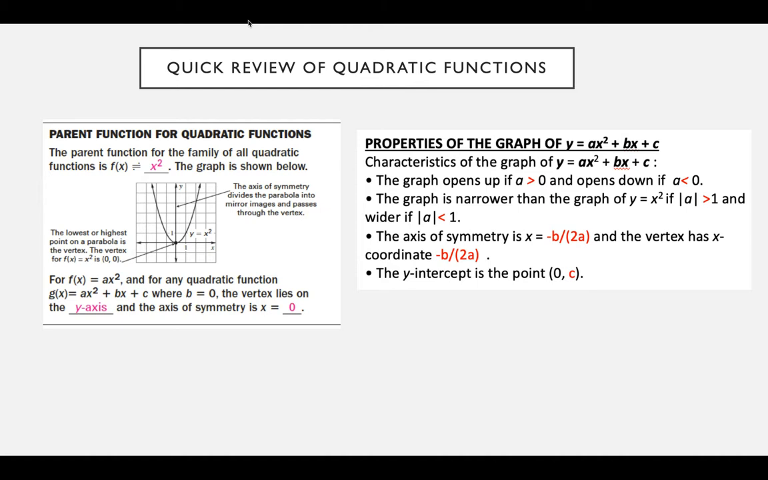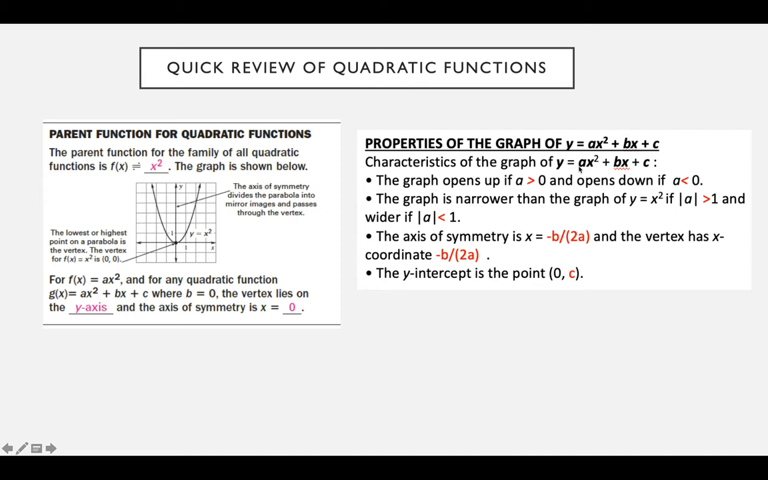Okay, if you'll recall, the parent function for quadratic functions is y or f of x equals x squared. Remember, there's an axis of symmetry that runs through the minimum or maximum point. That's called the vertex. In this case, it's (0, 0). In general, we call it (h, k). And the graph of the quadratic is a parabola that is symmetric about that axis of symmetry and goes through the vertex.